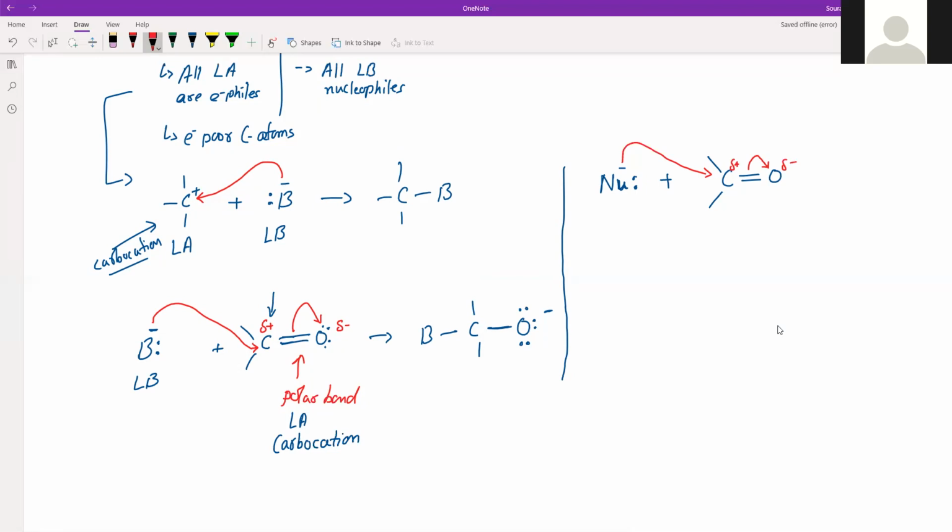Correct? So now what is this? This is a base, a Lewis base, and what it is doing is attacking the area where there is a lack or deficiency of electrons. That's why this is called a nucleophile. And if one is a nucleophile, obviously the other will be an electrophile. It is actually the same reaction.